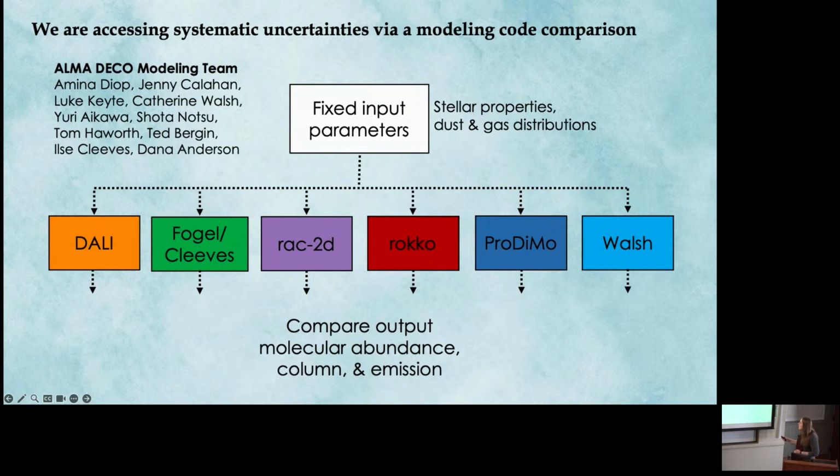And so our goal is to have some fixed set of input parameters, so we're able to create the same input disk model in each of the 6 codes with the same stellar properties and dust and gas abundances or distributions. And then after we run each of the codes, we want to compare the output molecular abundances, molecular column densities, and fluxes, sort of simulated observations, to see if we start with the same model, what range of values do we end up with across the 6 different codes? How consistent do we agree on molecular emission for a given input disk mass or composition?